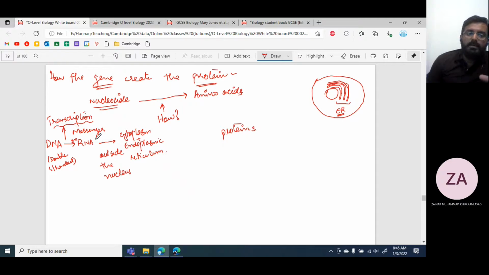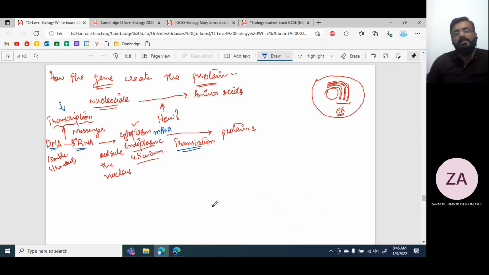So either the messenger RNA would be sent to the cytoplasm or to the endoplasmic reticulum. Here it would be converted into proteins, and this conversion is known as translation. Focus on the point: when we converted the DNA into messenger RNA, it was called transcription. When the messenger RNA is sent to the cytoplasm and converted into proteins, this phenomenon is known as translation.